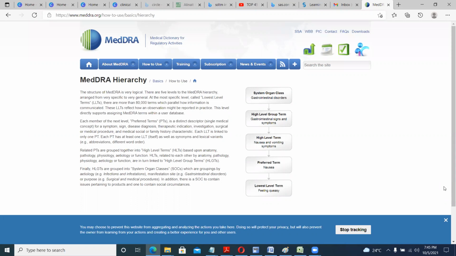Then again the doctor understood that maybe it's a nausea and vomiting symptom. Based on that, he wrote a prescription and gave it to Abdul. Okay, fine, you need to follow that. Then if it is not cured, you will contact a high-end specialist. There, the understanding is different: gastrointestinal signs and symptoms. So at each and every single level, the name in the hierarchy is changing. This is what we call MedDRA.